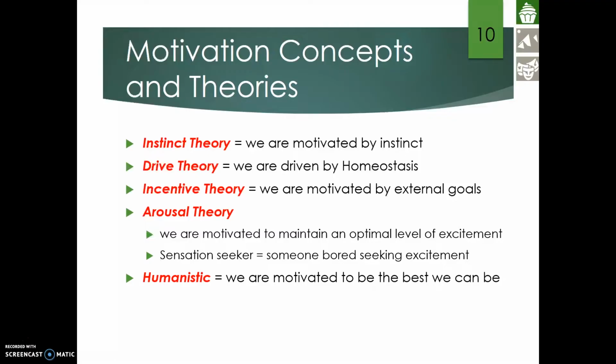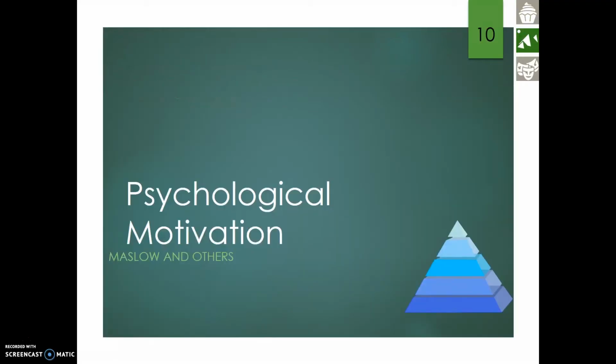Humanists basically argue that what motivates us more than anything else is when we look in the mirror, we want to look at someone that we respect and like. The humanistic theory of motivation says we're motivated to simply be the best person we can be. And those are the different theories of motivation. You're definitely going to want to know the difference between drive, incentive, and you'll want to know the definition of motivation, because I like to put those questions on tests. But now we get to talk about Maslow and his idea of psychological motivation.